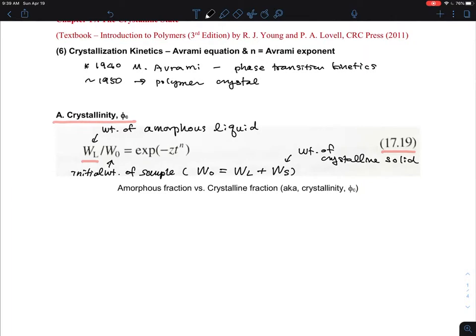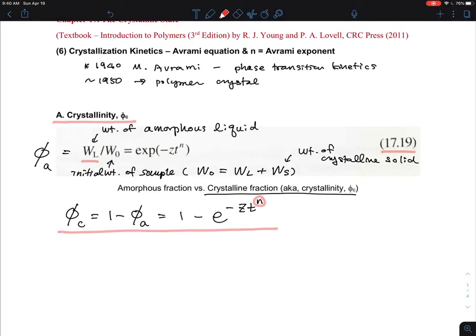And what you can see from here is that this is the weight fraction of amorphous. And the crystalline fraction, which is also known as the crystallinity, is simply shown like this. It can be shown as e to the minus z t to the n. Sometimes people use a different constant notation, but this Avrami exponent n has a very generic meaning. So there are experimental techniques, and if you can measure the degree of crystallinity at different times of, let's say, isothermal crystallization, you can get these two values: the Avrami constant z, sometimes called k, and the Avrami exponent n. N is the Avrami exponent.